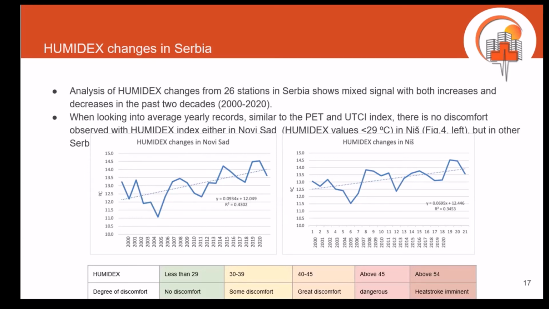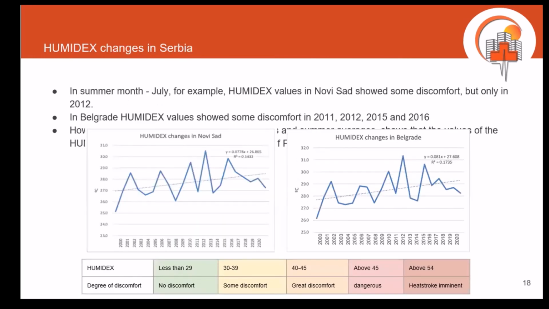So what does it say for average yearly data? It says that there is no heat stress, actually no discomfort. That is what we call it when we are looking at the humidex. There is no discomfort in Novi Sad nor in Niš, but we see the trend lines are going up like in the previous 2 indexes.